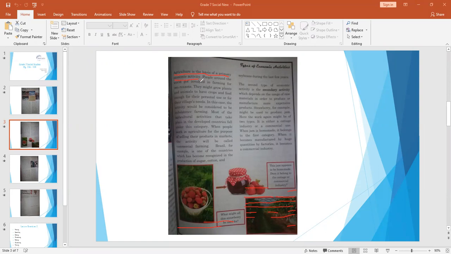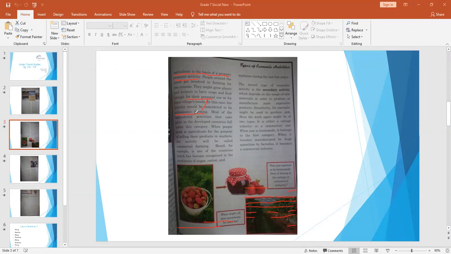People around the world get involved in farming for 2 reasons. They might grow plants and animals to have crops and food enough for their personal use or for their village's needs. Now, in this case, the activity would be considered to be subsistence farming. Underline subsistence farming, please. Also underline for their personal use. When people grow crops for their personal use, it is then known as subsistence farming.